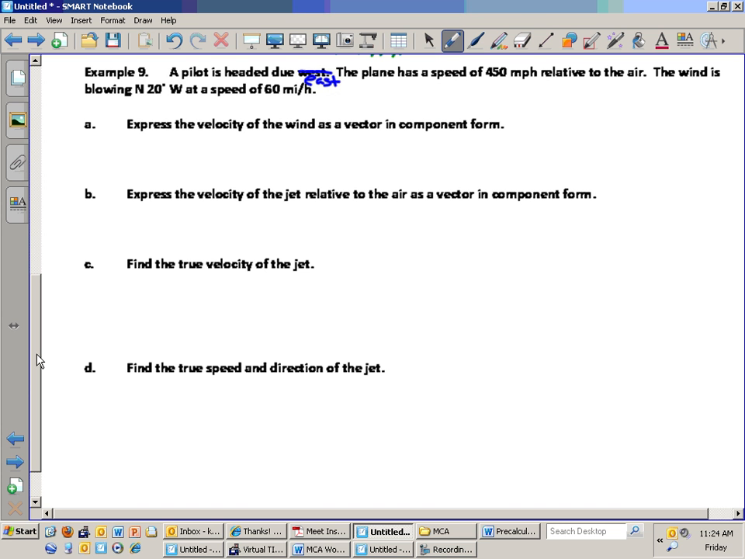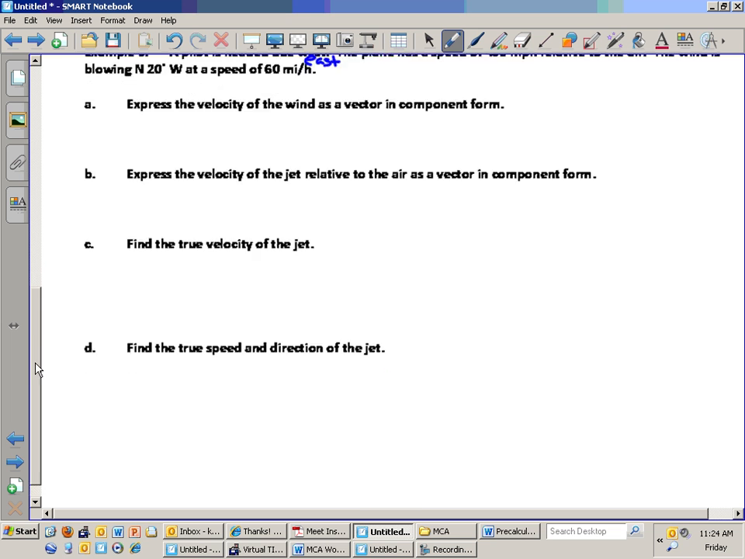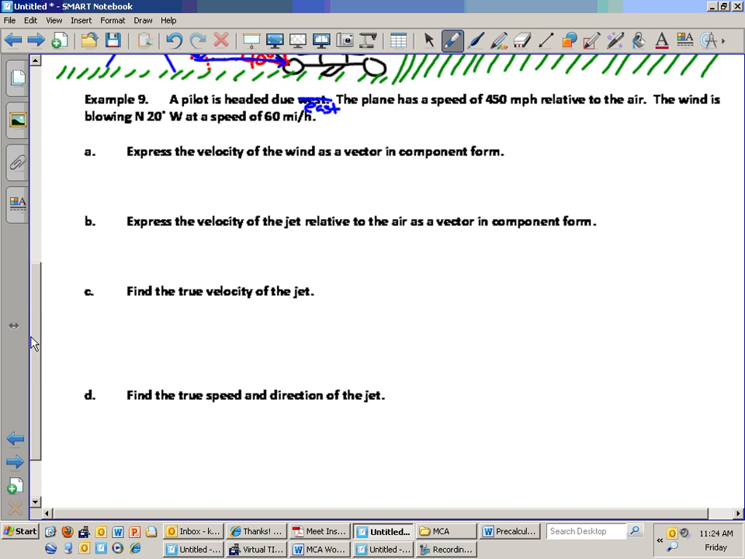All right. A plane is headed east. I'm going to draw this basically on the bottom. We'll have to move back and forth. The plane has a speed of 450 miles per hour relative to the air. The wind is blowing north 20 degrees east at a speed of 60 miles per hour.